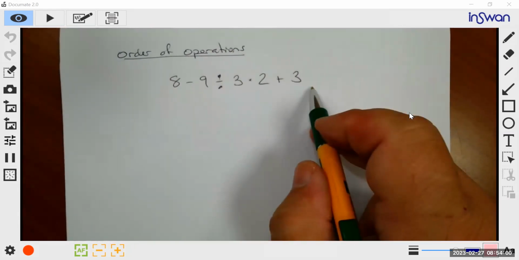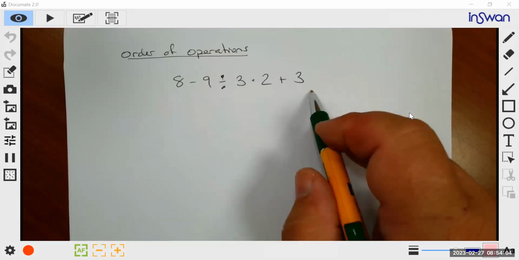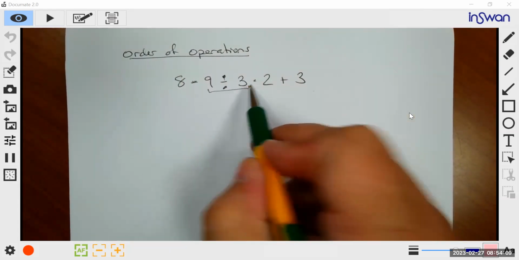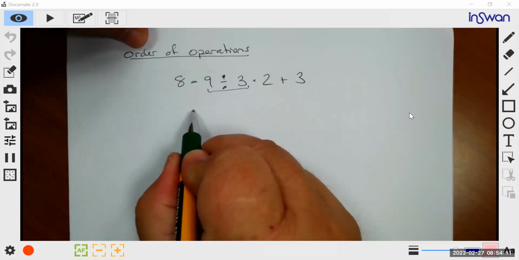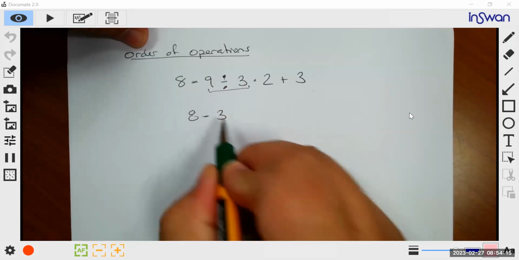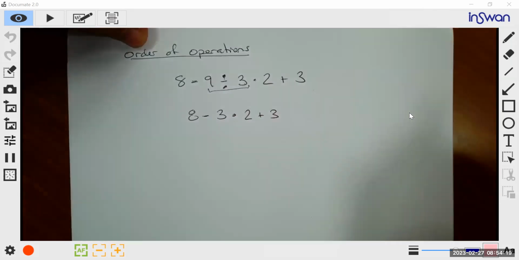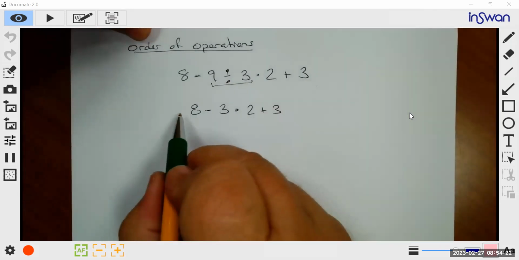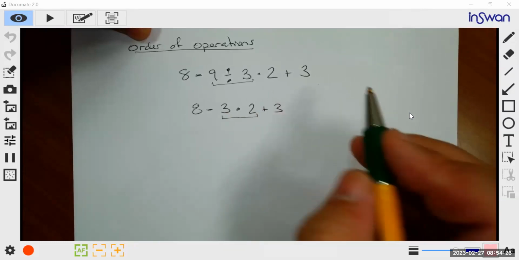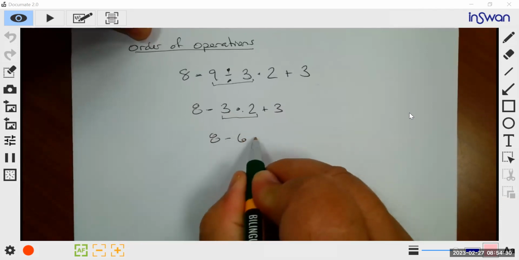Are there any parentheses? Any special operations? No. Reading left to right, are there any multiplication or division? That's a subtraction. Here's a division. I have to do that first. So 8 minus, 9 divided by 3 is 3, times 2 plus 3. Are there any special operations? No. Any multiplication or division? Here's a multiplication right here. So we have to do that next. 3 times 2 is 6.